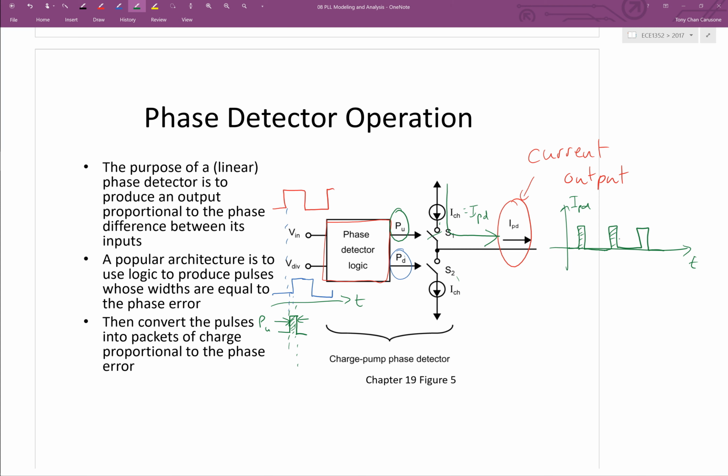For now, let's assume that the phase detector logic is only looking at the rising edges of the incoming clocks. You can cook up phase detectors to look at both edges, but anyway, let's keep it simple for now. So then basically what's happening is you can think of each pulse as being a packet of charge, right? Delta Q, that's the integral of that current over that window of time. And the amount of charge that's thrown out by this circuit is proportional, obviously, to that time difference between the two clocks, which in turn is proportional to the phase error.